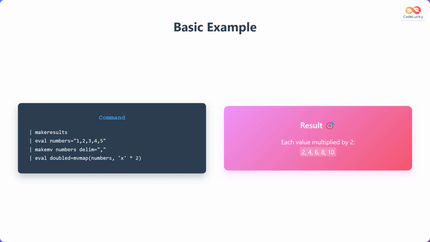Let's look at a practical example. Here we start by creating a sample dataset with makeresults, then create a field called numbers containing comma-separated values 1, 2, 3, 4, 5. We use makemv to convert this into a proper multi-value field, and then apply mvmap to create a new field called doubled. The expression uses single quotes around x multiplied by 2, where x represents each individual value from the numbers field. The result is a new multi-value field containing 2, 4, 6, 8, 10.